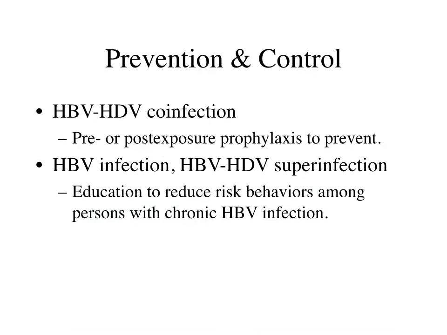Okay, in terms of prevention and control, because hepatitis D virus is dependent on its helper, hepatitis B, for replication, hepatitis D co-infections can be prevented with either pre or post-exposure prophylaxis for hepatitis B. However, no products exist to prevent hepatitis D superinfections of persons with chronic hepatitis B infection. Thus, prevention of hepatitis D superinfection depends primarily on education to reduce risk factors.